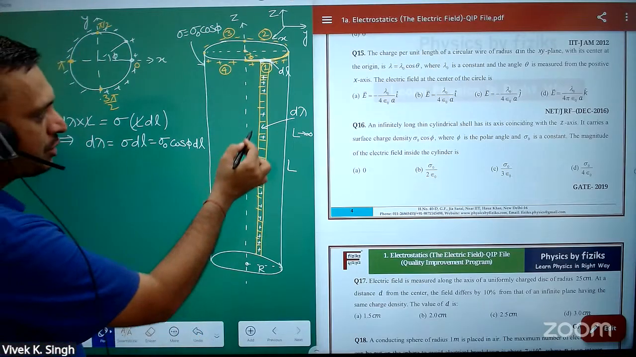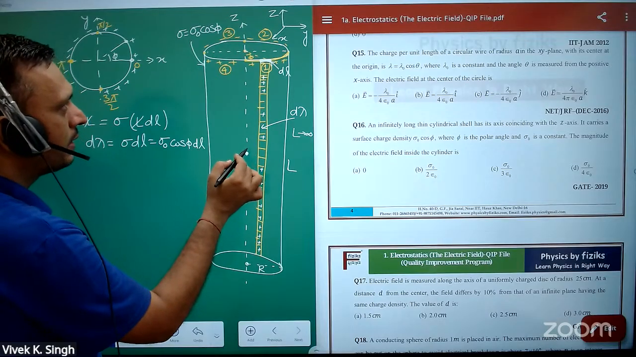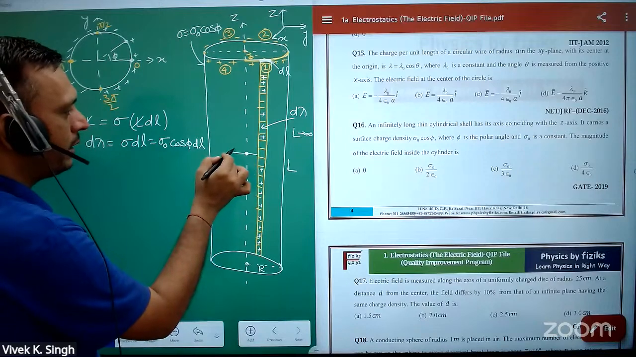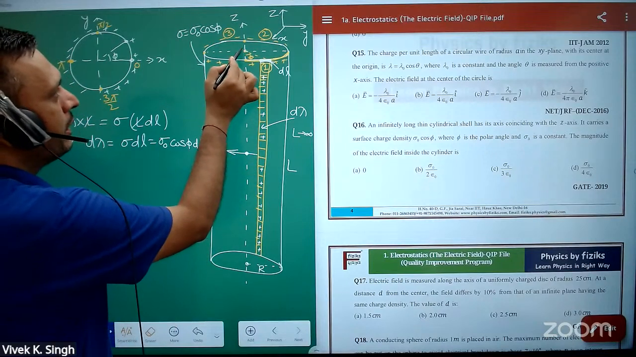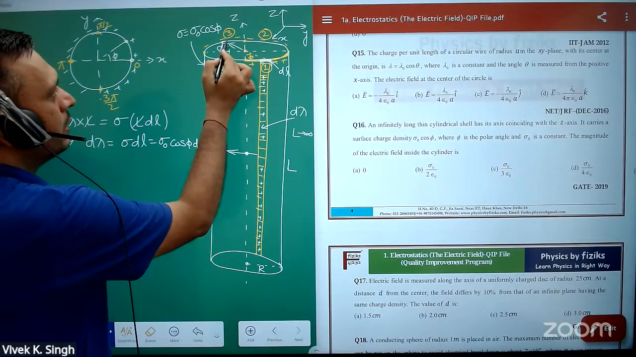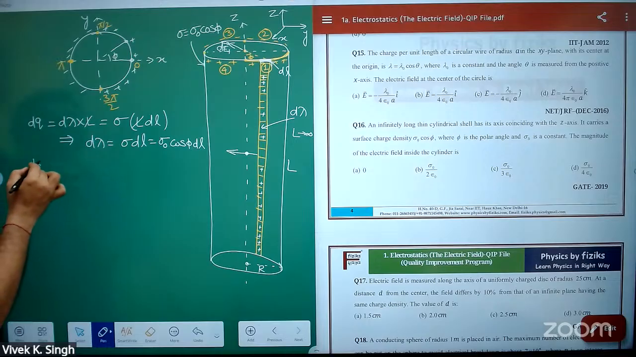Now let's find the field due to this at this center, meaning at this point on the surface. So if you write the field at any point, for example here, this will be the electric field. Take it as dE1.